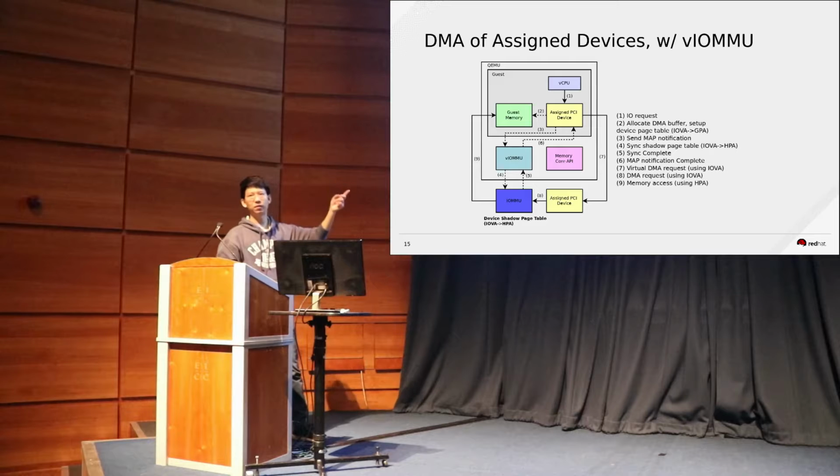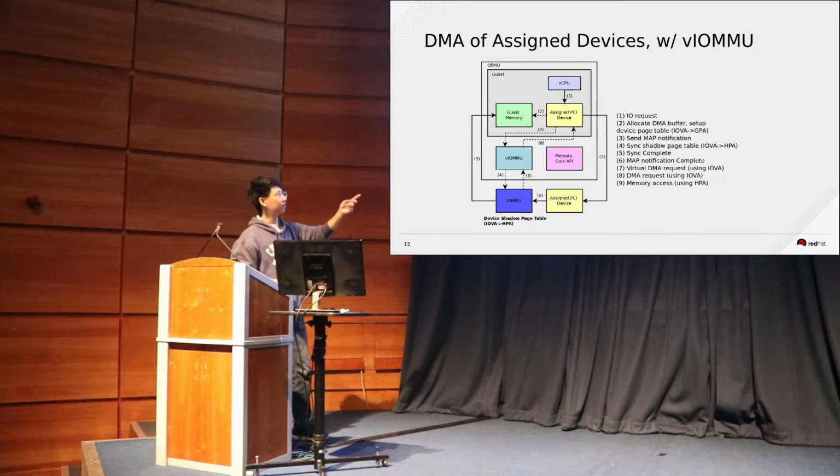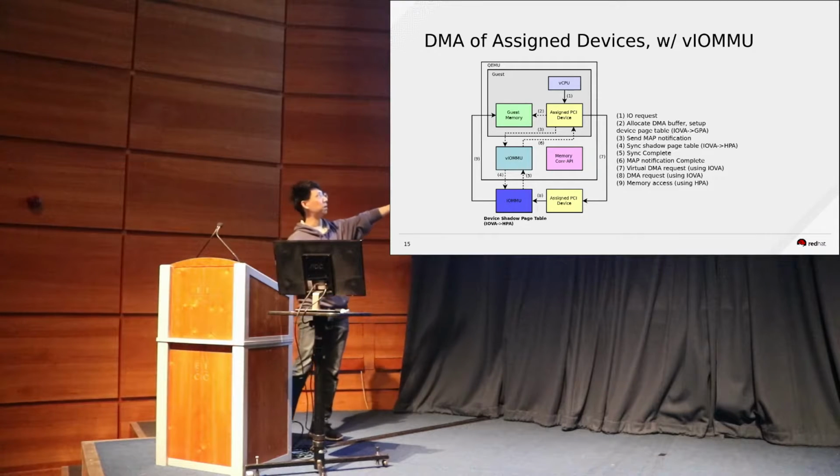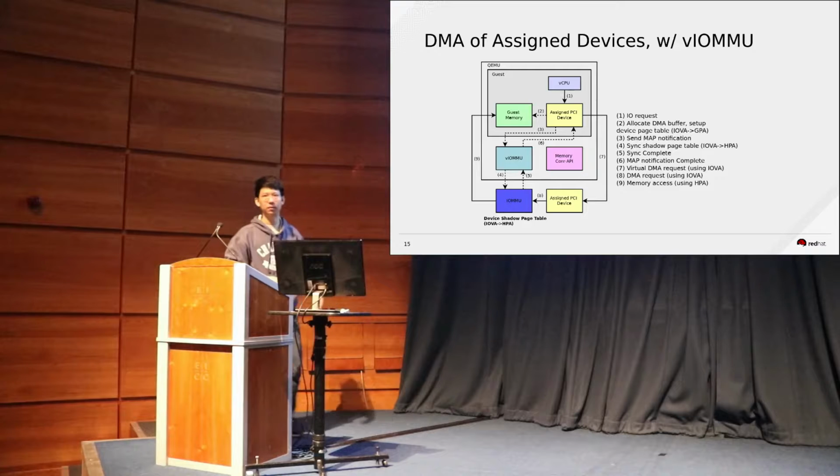And after that, we trigger the DMA as usual. And this time, the DMA will be with IOVA as the address. And this time, it will be translated as IOVA to HPA on the host directly. So that will be done.